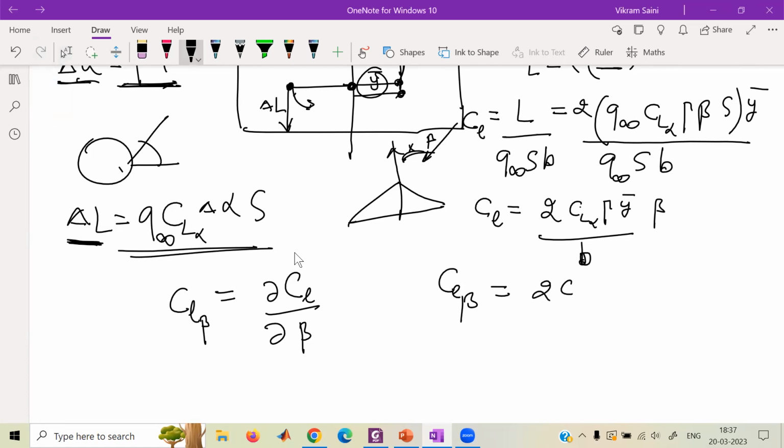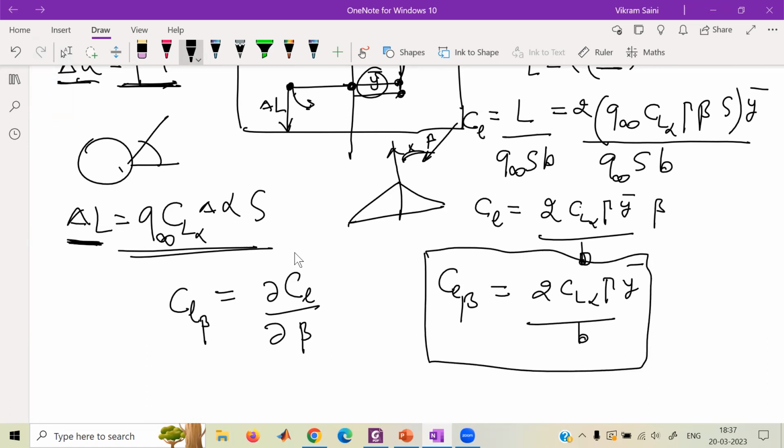Okay, it will be CL alpha gamma y bar by B, so beta drops out. So this will be the expression for CL beta. Yes. Now we are asked that this expression should have a value of 0.1.